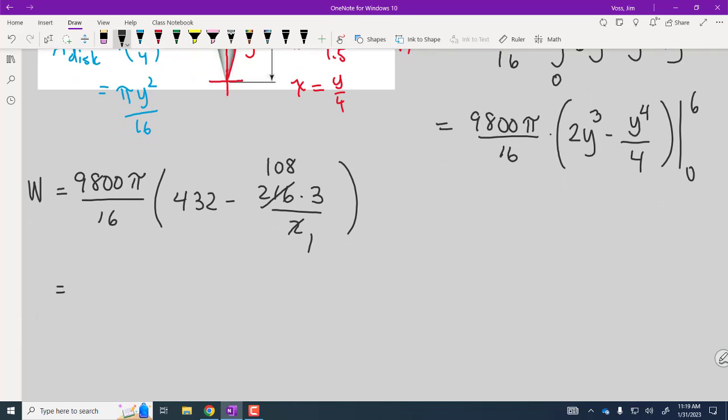And then we'll just multiply all that stuff together. So 432 minus 108 times 3. So that's going to be 432 minus 108. I'll put in an intermediate thing here. So I'm getting 324 for that.